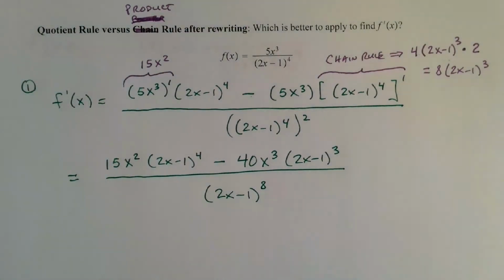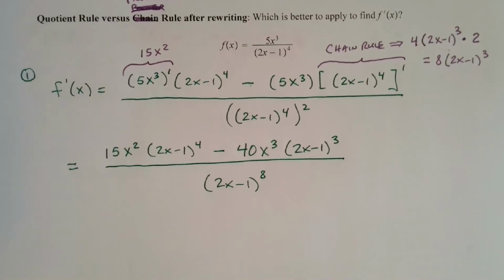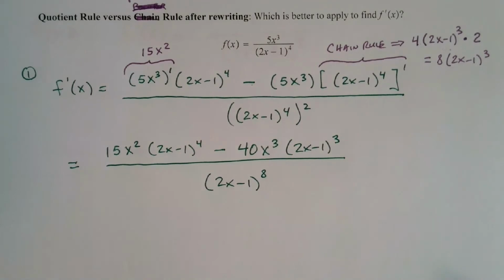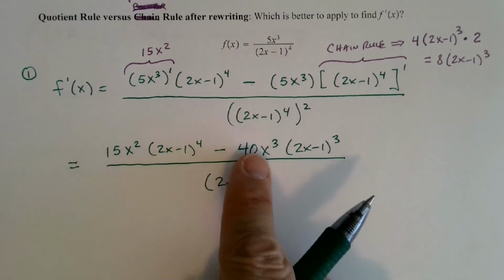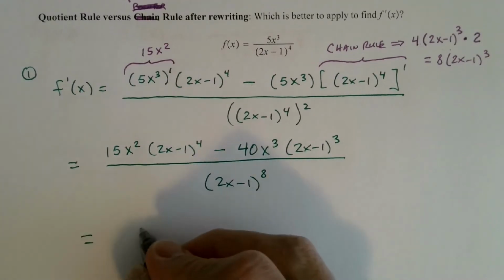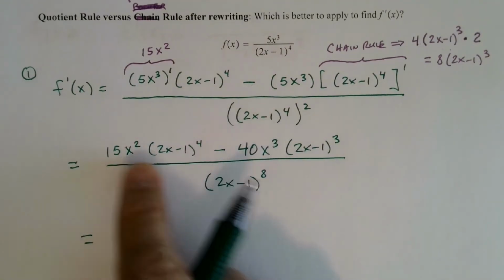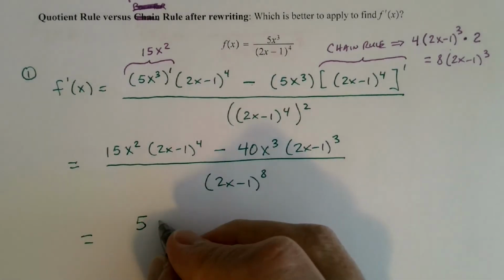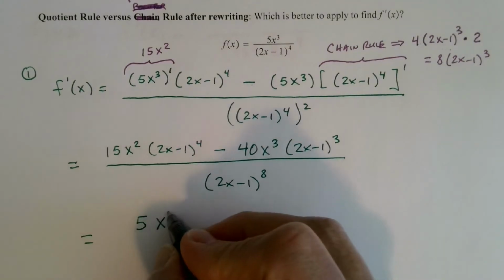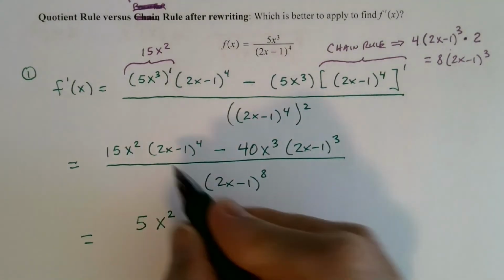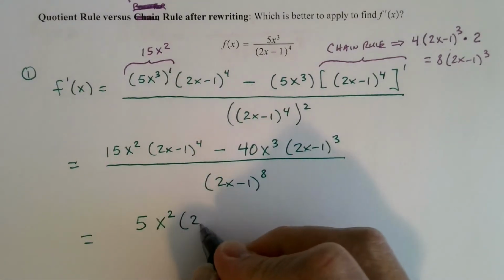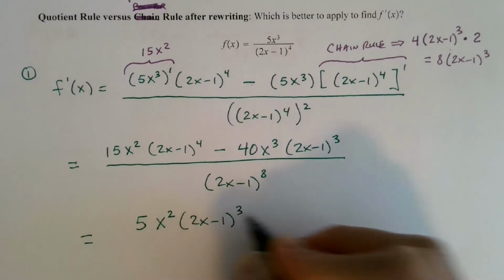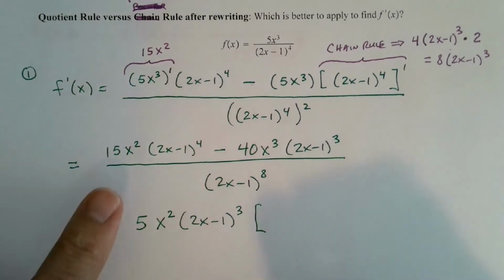Okay. Now, we can simplify, and we should in this case, because up top you'll notice I don't want to expand, but I can factor. Notice 15 and 40 have a common factor of 5. X squared and x cubed have a common factor of what? X squared, the smaller exponent. And from (2x minus 1) to the fourth and (2x minus 1) cubed, I can factor out (2x minus 1) cubed. Okay, so what's that leave me with?